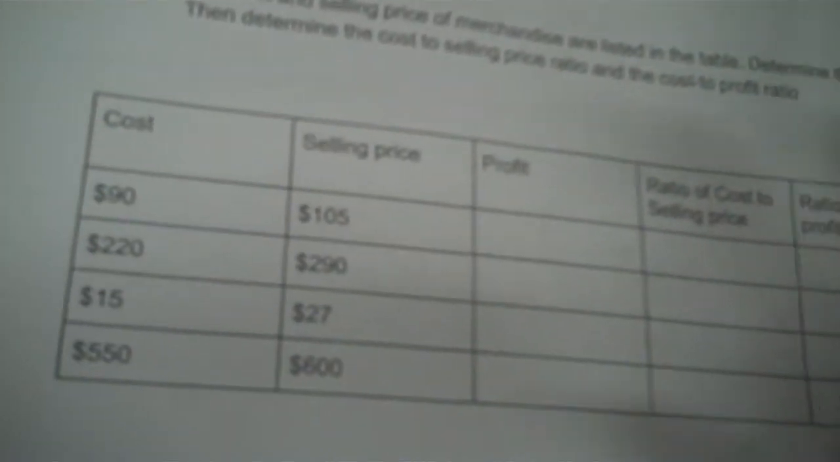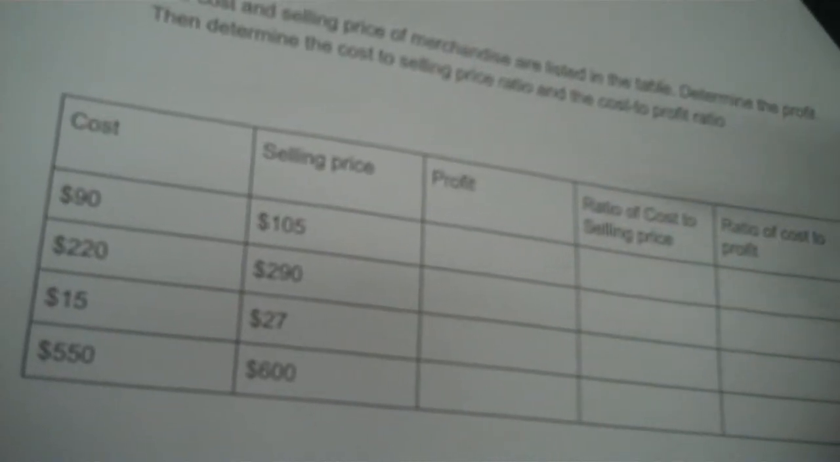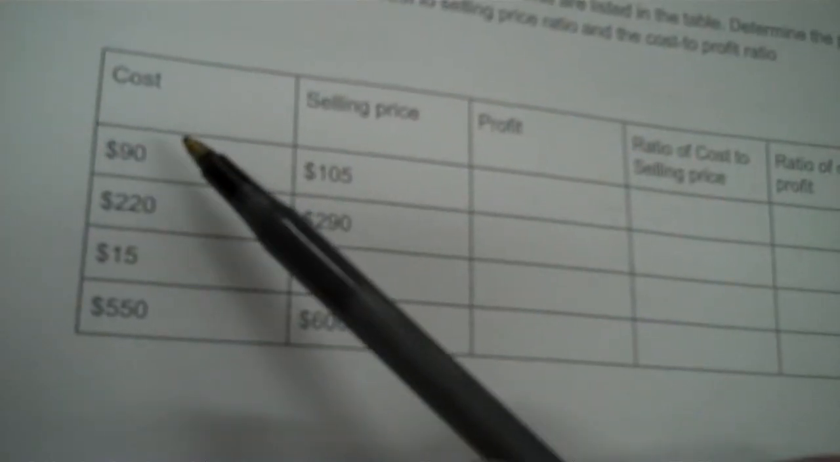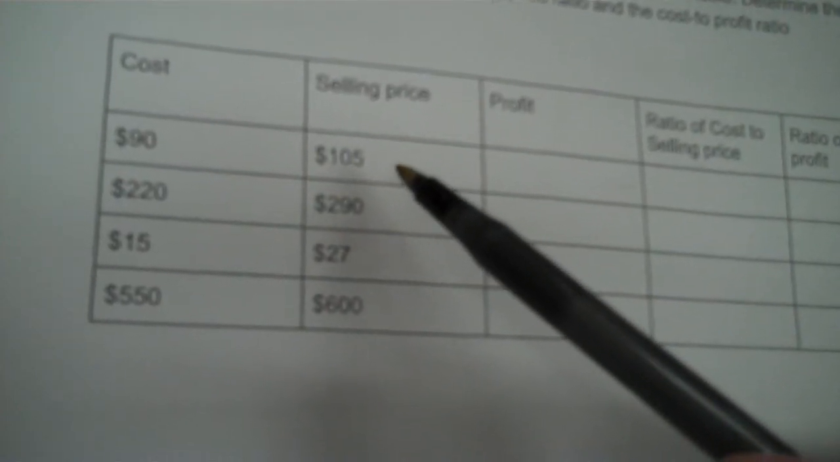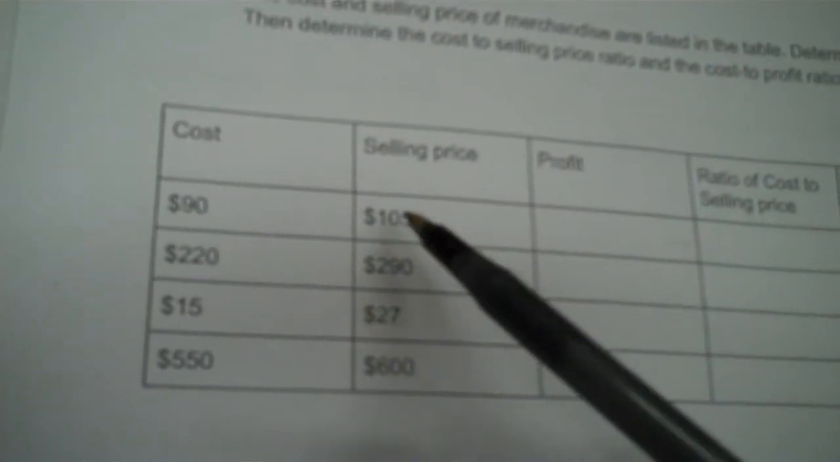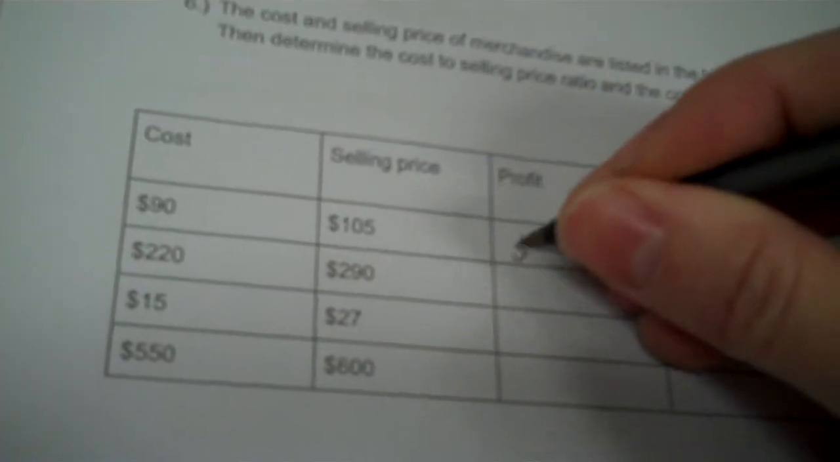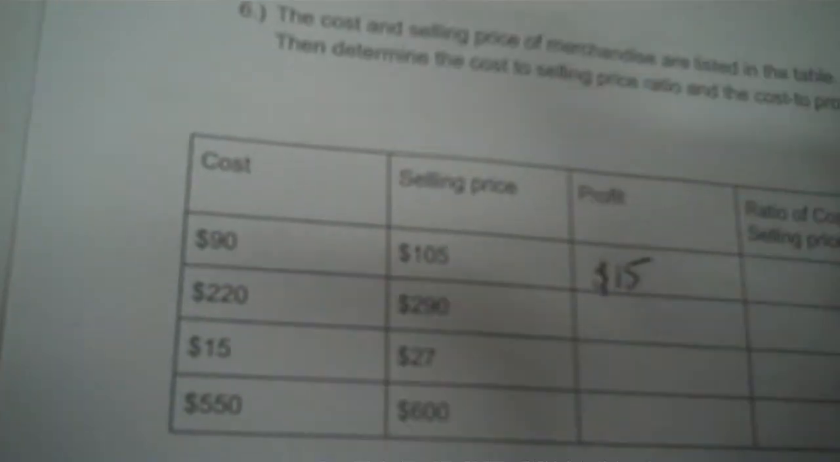Okay, next is a table. It says the cost and selling price of merchandise is listed in the table. Determine the profit, then determine the cost to selling price ratio and the cost to profit ratio. So first off, we got to figure out our profit. Well, something costing me $90 and then I turn around and sell it for $105. The profit is found by taking 105 minus 90. So it'd be a $15 profit.